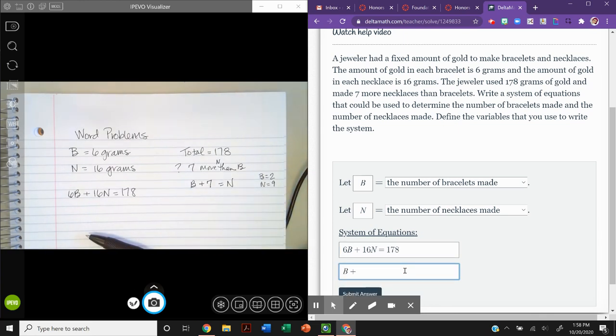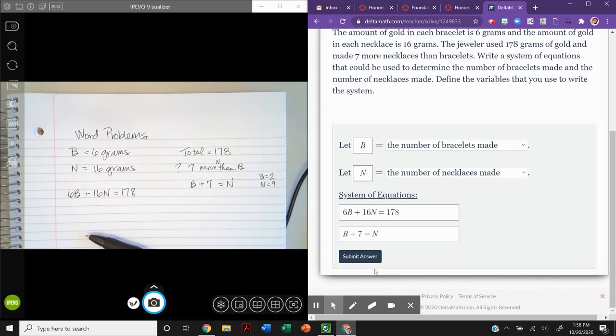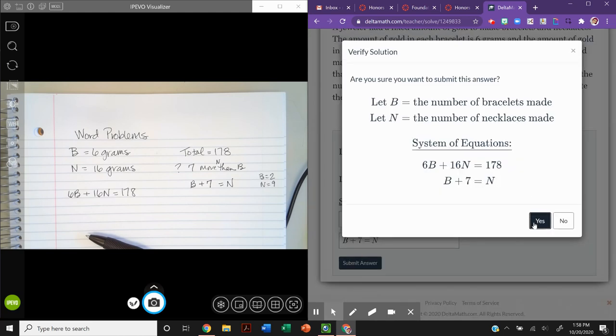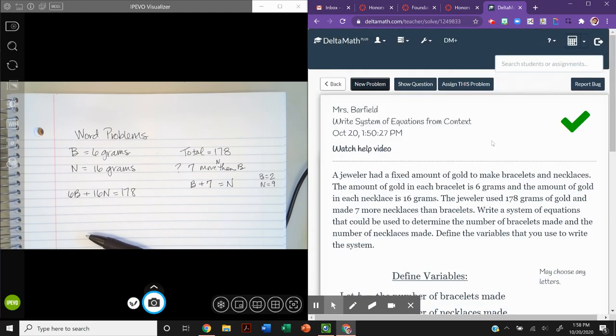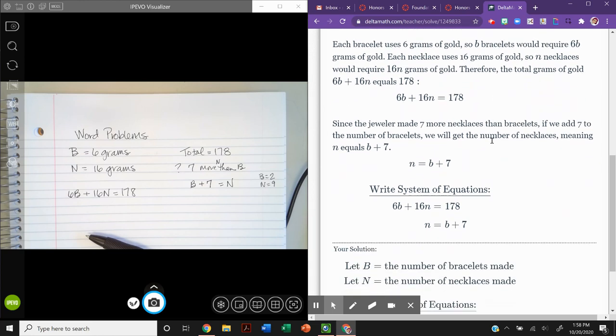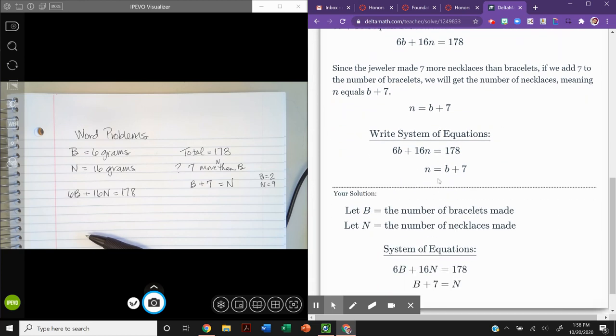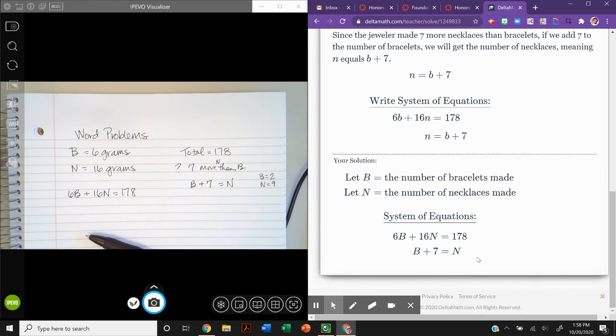B plus 7 equals N. All right, so let's see how I did. Submit my answer. Yes, and I got my green check. Now let's just see how they wrote it here. So he wrote the same equations basically, except he wrote n equals b plus 7. But that's the same thing. It can be written on the left or right side.